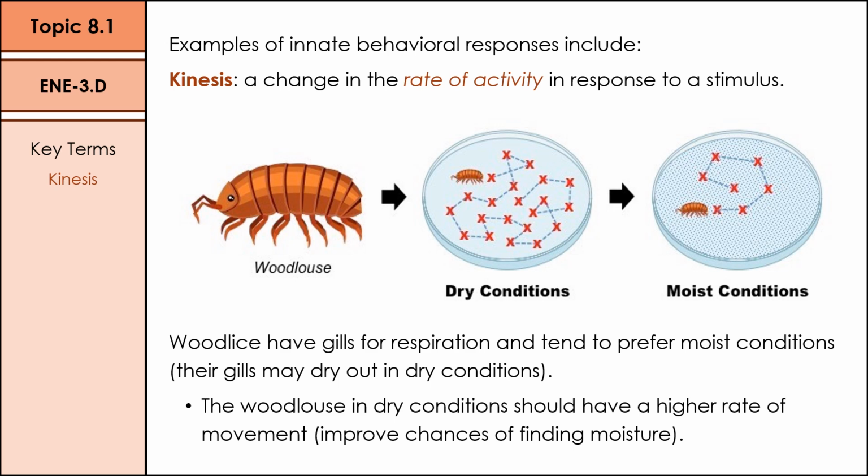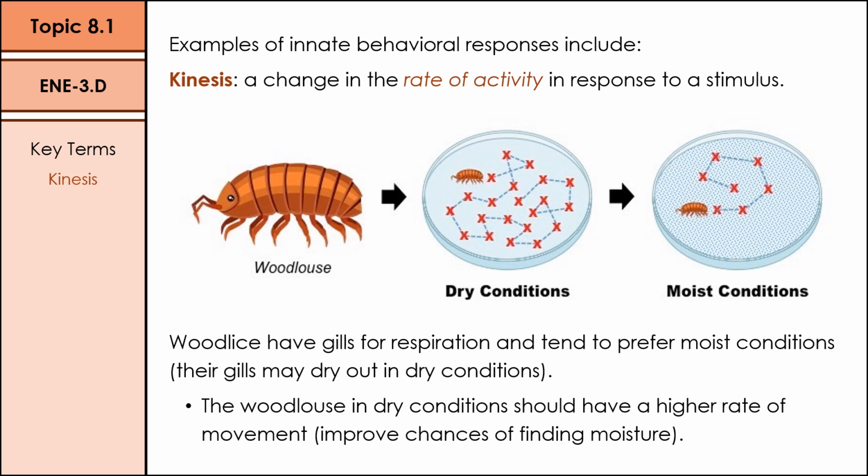So what we see in kinesis, which may also be positive or negative, depending on whether we're getting away from something or going towards something, this is a change in the rate of activity. So we have a faster movement when we detect a condition, whether that is something like a nutrient source, like we see in these wood lice, where we need moist conditions to help respirate in our environment. And if it's a dry condition, we may find that we are moving, just generally looking for that moisture. And once we detect that moisture, we start to move faster. We really want to get in there.